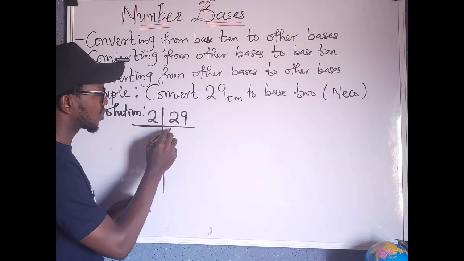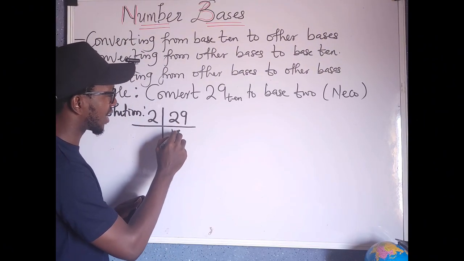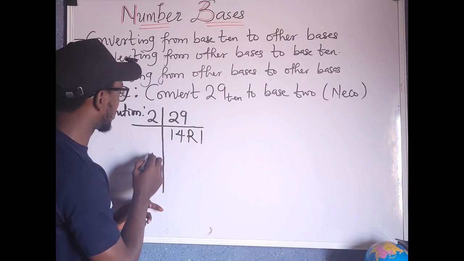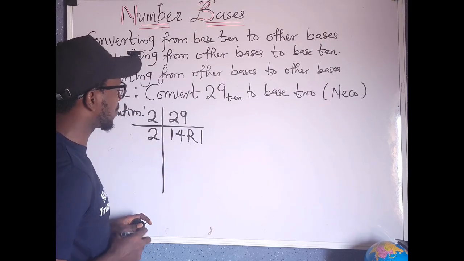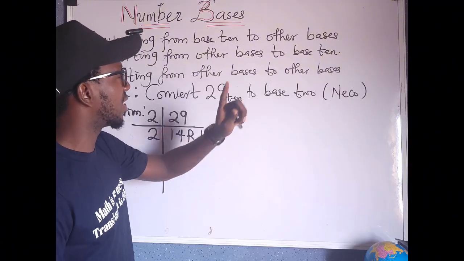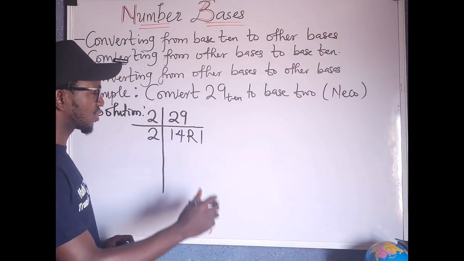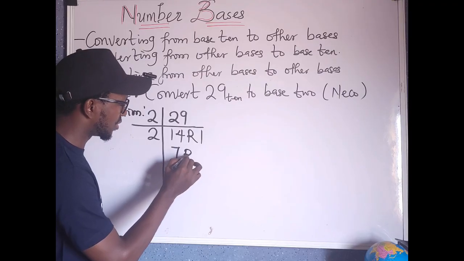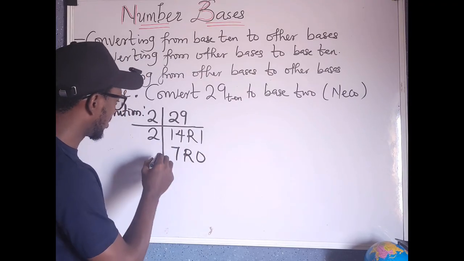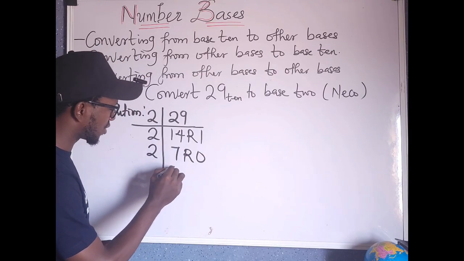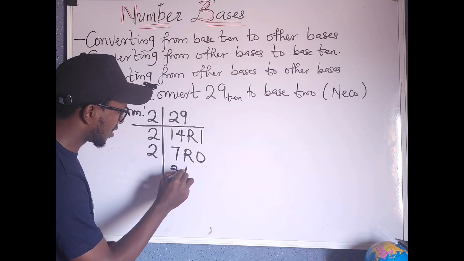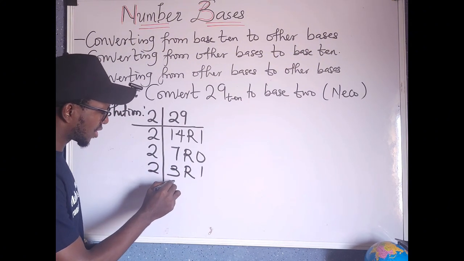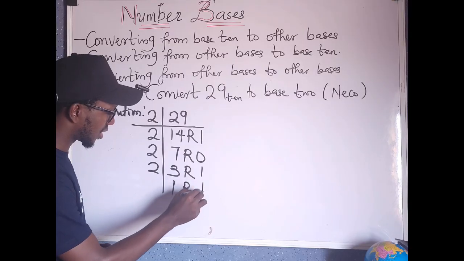So 2 in 2 is 1, 2 in 9 is 4, remainder 1. Now the next, we keep using 2. You will keep using the base you've been asked to convert to till you are done. 2 in 14 is 7, remainder 0. The next one we have 2. 2 in 7 is 3, remainder 1. The next one is 2 in 3 is 1, remainder 1.